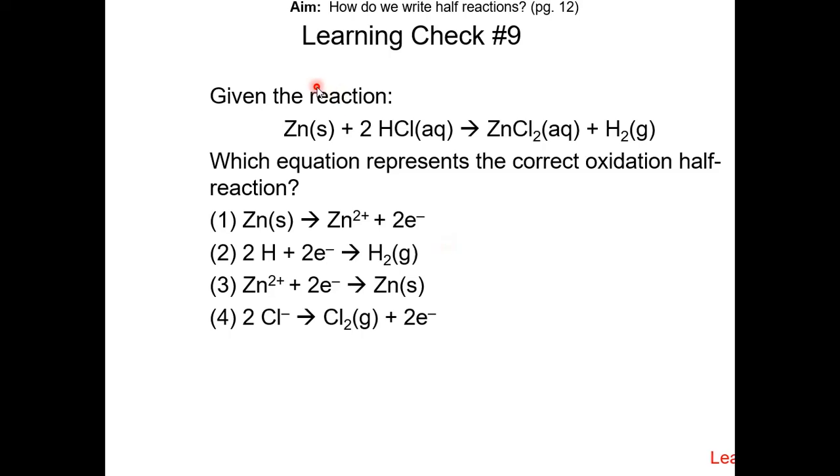Learning check number 9. Given the reaction, which equation represents the correct oxidation half reaction? Pause the video and resume when completed. The first step is to figure out which element is oxidized. It is zinc. It goes from 0 to positive 2. In oxidation half reactions, electrons are written on the product side, so the answer is choice 1.